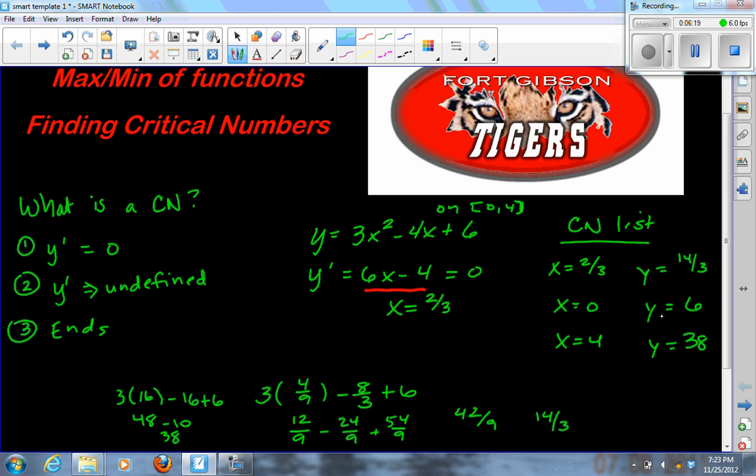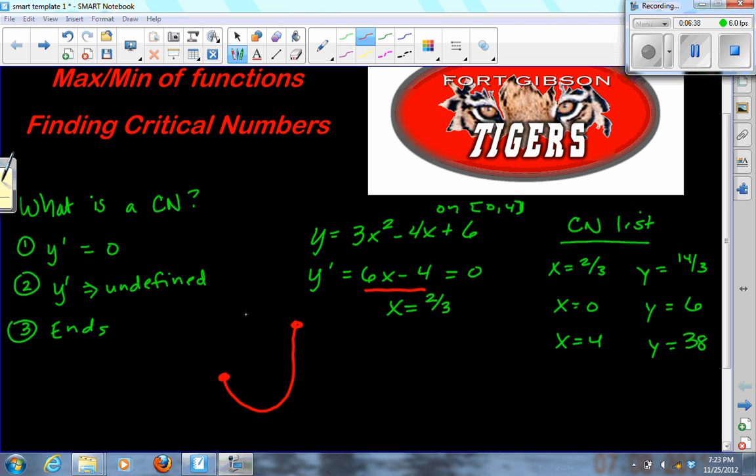And just by looking at these three y values right here, I can tell what the maxes and mins are. So the minimum happens right here, and I have a max here and a max here. And this one's the absolute max, this is a relative max, and this is my absolute min. If I drew a picture of this graph, my picture would look like this. So this would be the ordered pair 2/3, 14/3, and that's indicated right here. And this would be 0, 6, and this would be 4, 38. And you can see I have an absolute max here, a relative max here, and an absolute min here. And that's all about critical numbers.